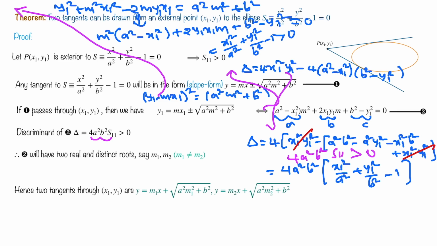Okay, or it will be in this form, y equal to m1x minus under root a square m1 square plus b square, y equal to m2x minus under root a square m2 square plus b square. Okay, so those two tangents will be either in this form or this form. Fine.